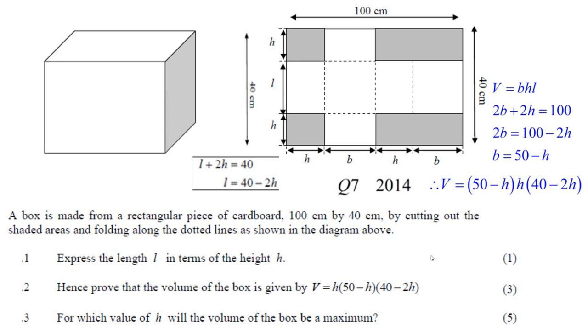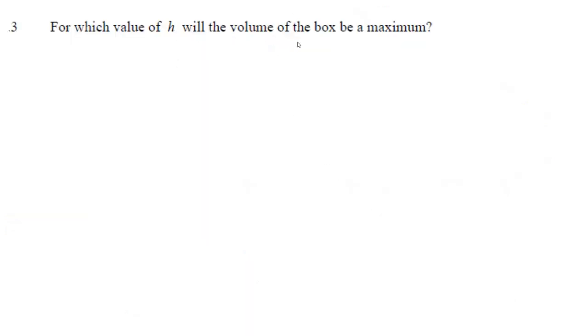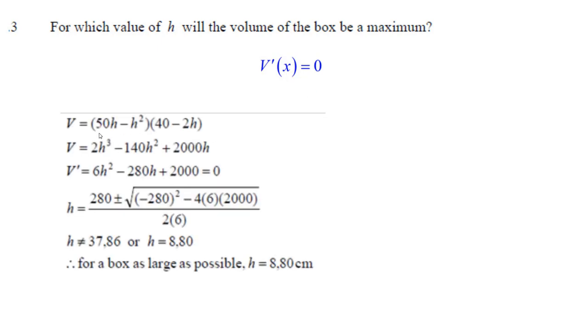Now the last thing, what do we do with this? For which value of h will the volume of the box be a maximum? We've got to find the derivative of this volume equation and make it equal 0. So that's what they do. They take 50h minus h squared times 40 minus 2h, multiply it out, and get this. Then they take the derivative. 3 times 2 is 6h squared, 2 times minus 140h. There it is.